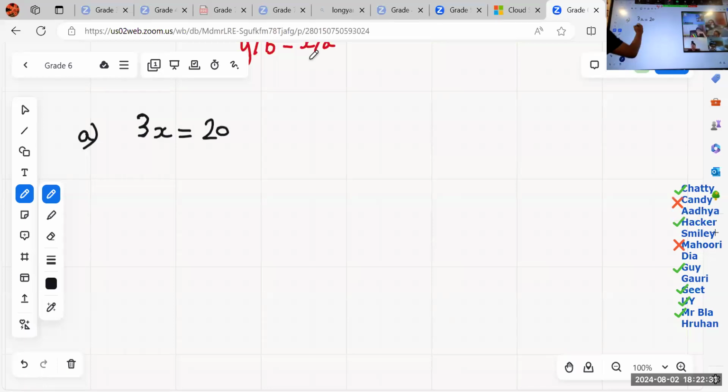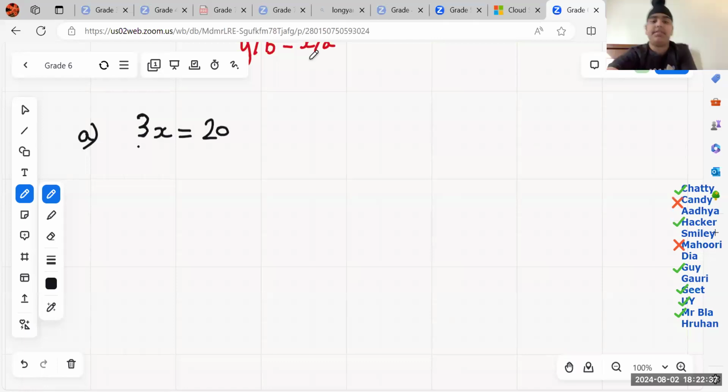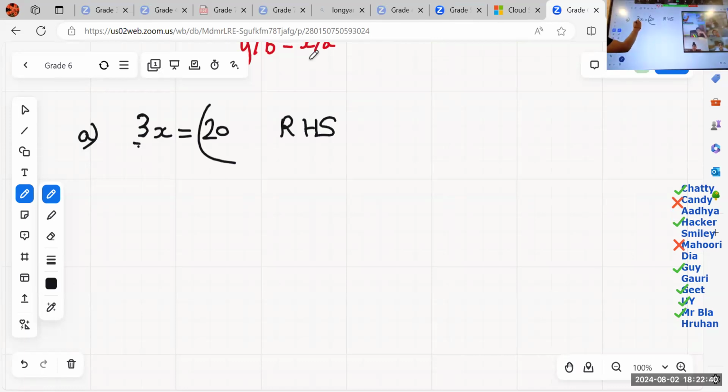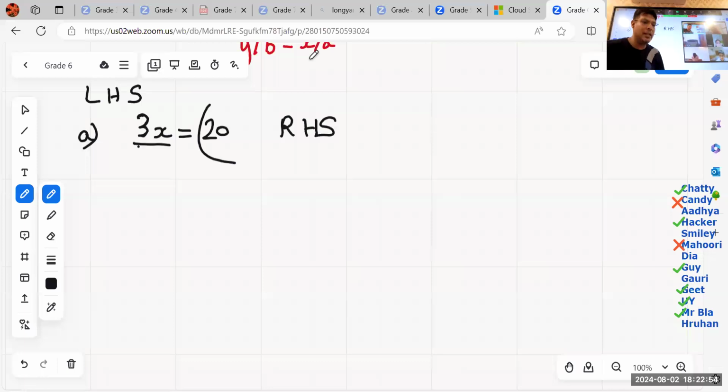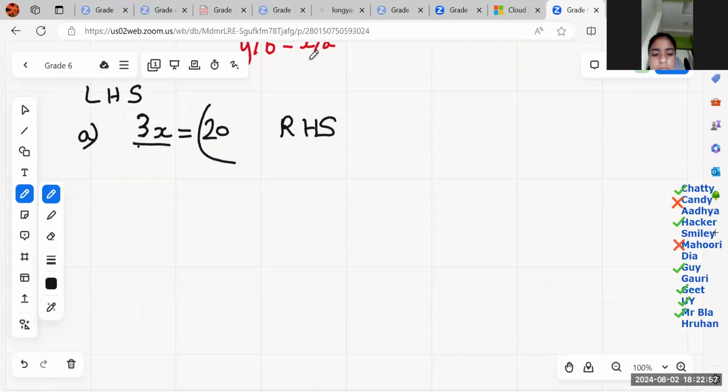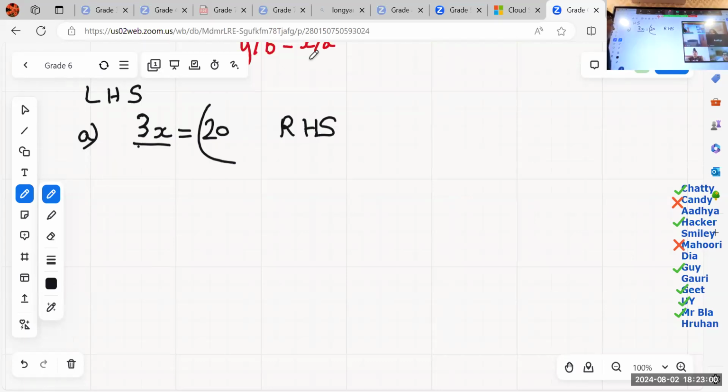Okay, guys, look here. The trick is very, very simple. This is your right hand side and this is your left hand side. Whenever anything in multiplication changes sides, it goes to the other side and becomes division. Multiplication becomes division, whether right to left or left to right. So this 3 is in multiplication with x. It will go to the other side and become division. So x will be equal to 20 upon 3.